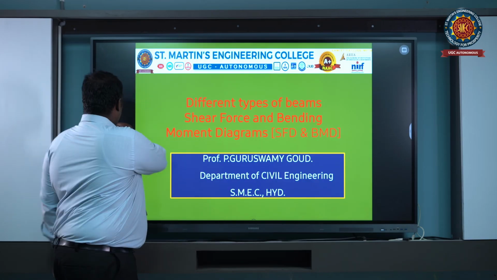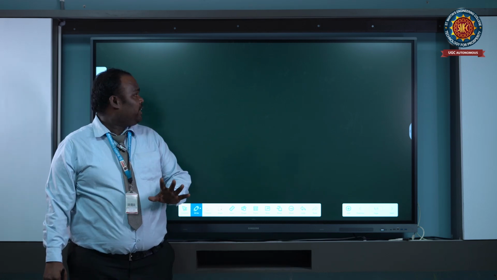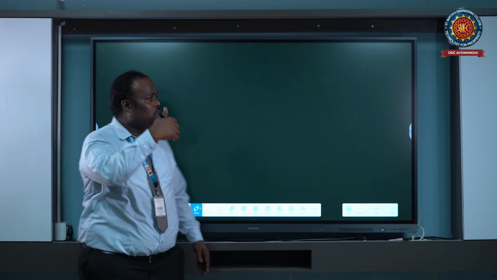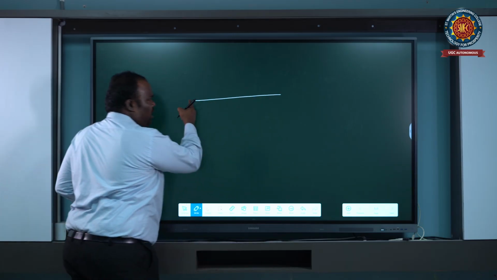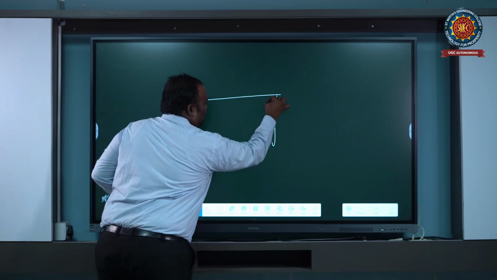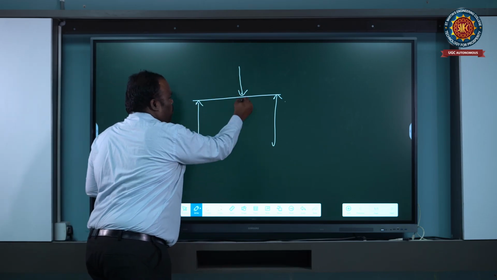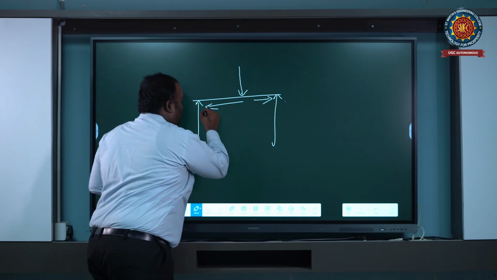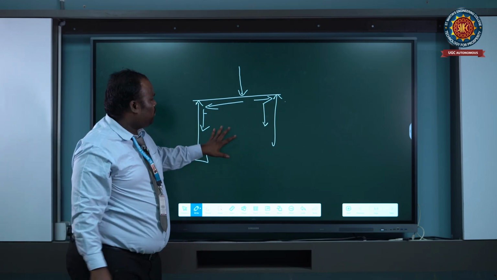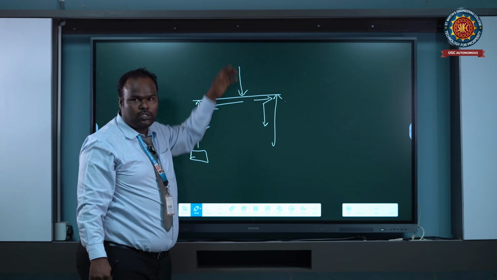Now, first of all, beam. A beam is a horizontal structure. Its main purpose is to transfer the load from the superstructure to the substructure. It rests on columns or supports. When we apply a load on the beam, it is transferred through the columns to the foundation.